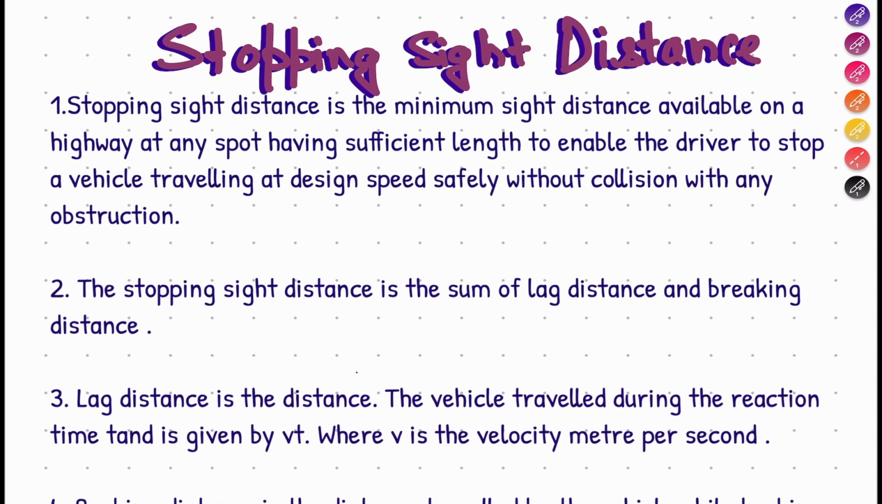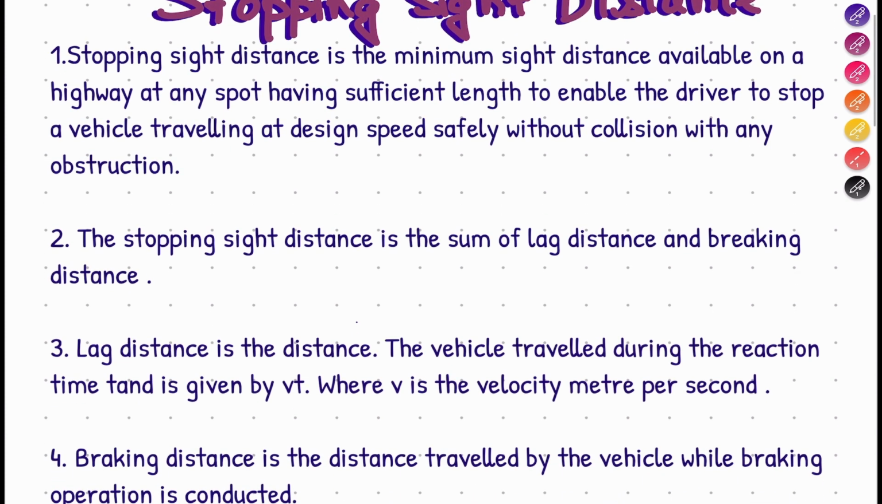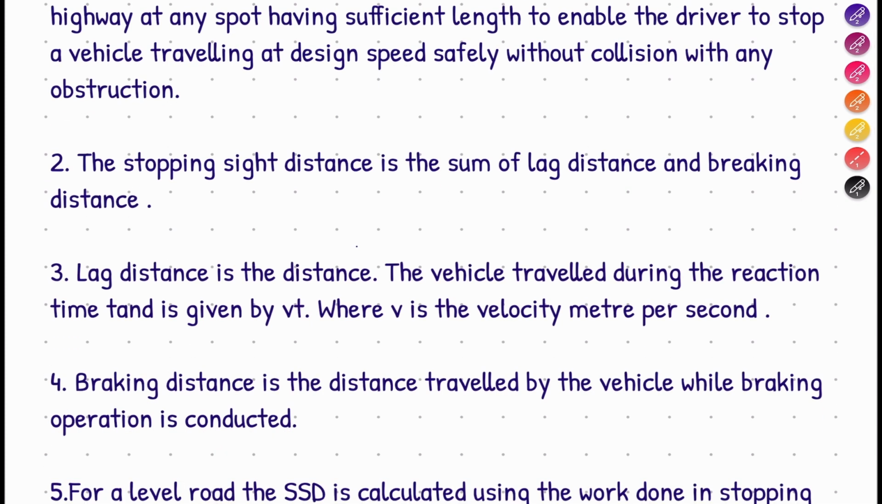So basically, sight distance is defined as the minimum sight distance available on any highway at any spot having sufficient length to enable the driver to stop to avoid any collision, right? Second point is the stopping sight distance is the sum of lag distance and braking distance.